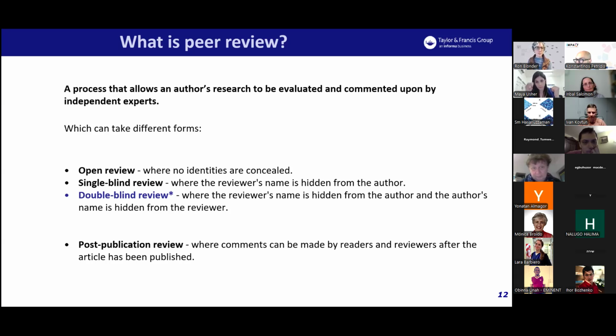Some of the journals ask you to submit an anonymous manuscript, because in these journals, you want to have blind review. It means that the reviewers will not know the identity of the authors, okay? In this way, we promote equality.